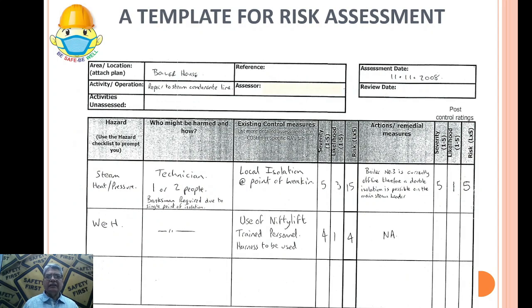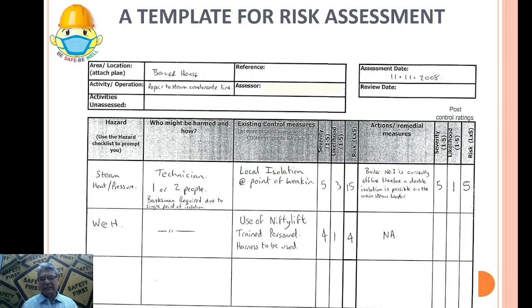Now, as I said, this is a template for risk assessment. Mind well, you can have your own template, but it's a good guideline. It mentions what the area or location is, what the activity or operation is, who the assessor is, what the assessment date is, and what the review date will be if a review takes place. It is something about the boiler house, where there is some problem with the steam and the pressure.